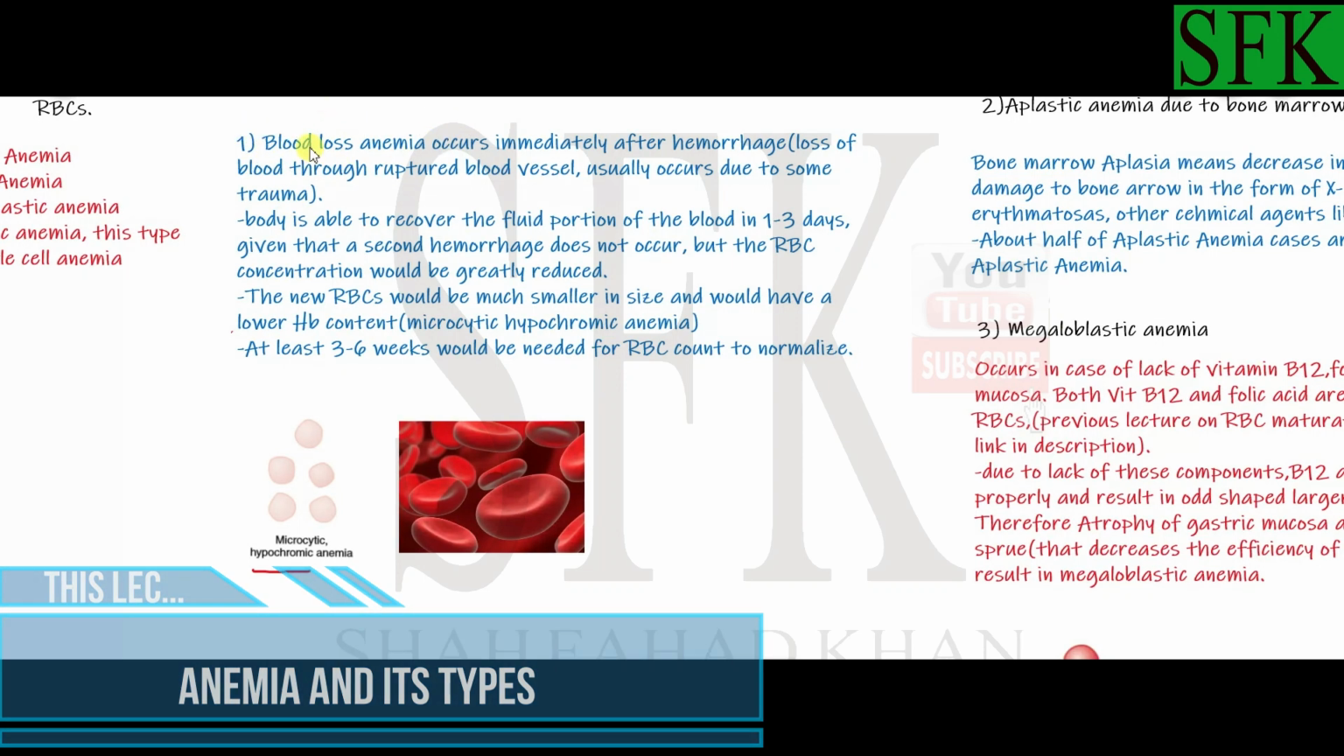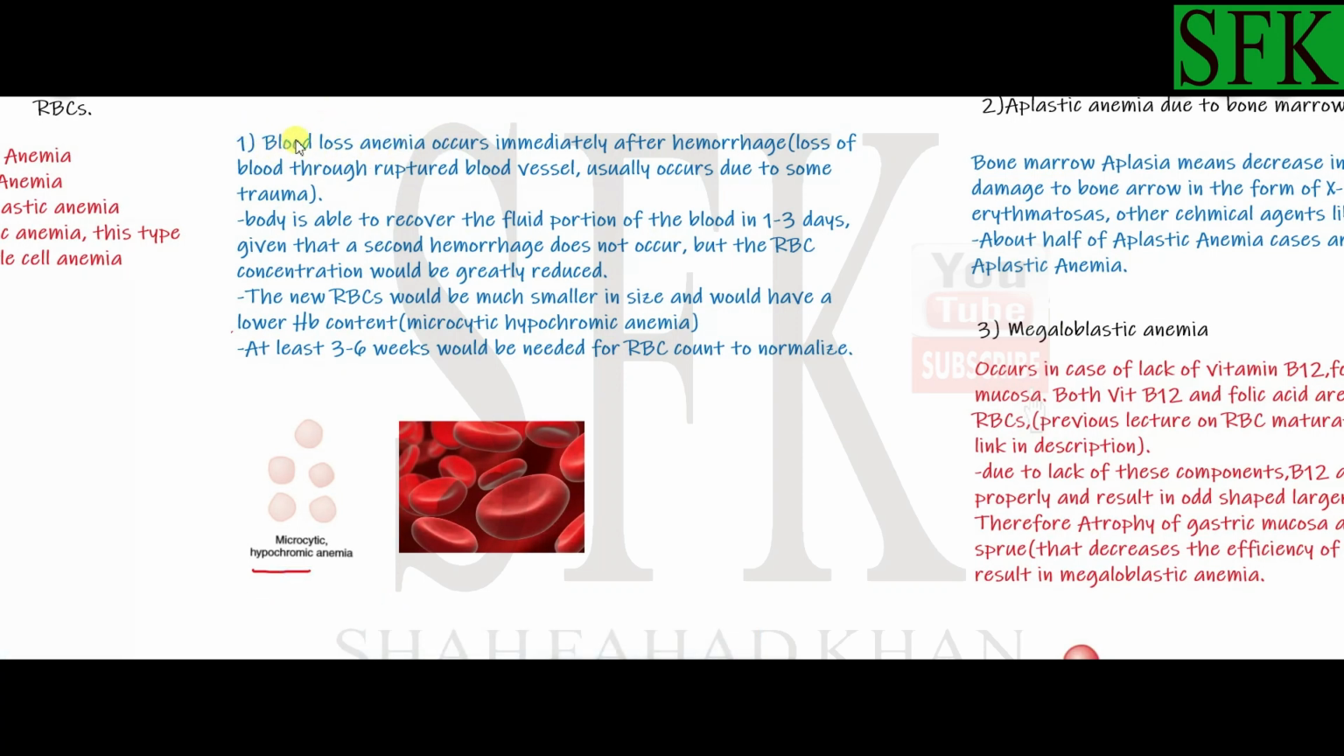Blood loss anemia, as the name suggests, is anemia which results from blood loss. It usually occurs immediately after hemorrhage. Hemorrhage is basically the loss of blood through ruptured blood vessels that occurs due to some physical trauma. If blood vessels are ruptured, then the blood is more likely to leak out of the blood vessels, and so this might lead to blood loss from the body. And so if the blood loss occurs, anemia can result, and the hemoglobin concentration can decrease.